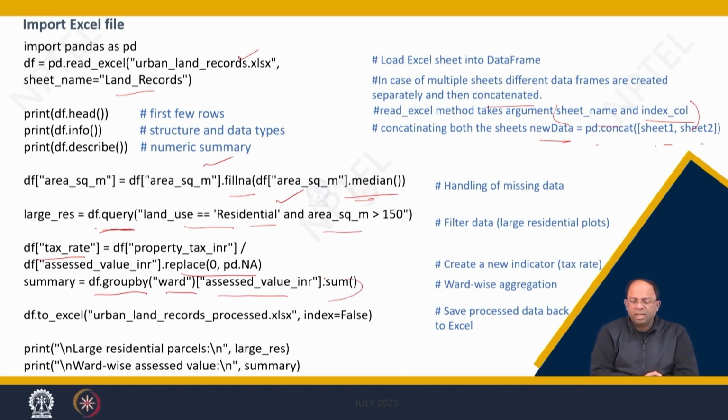So finally, once we have done that, we save this data to Excel, and it will be saved to urban_land_records_processed.xls, and again index will be false, which means we are not storing the index values. And finally, we can print large residential parcels, and within that the large_res, that is the query that we ran earlier, that would be printed. Then in the next one I can print the summary, that group by value, also could be printed as well.